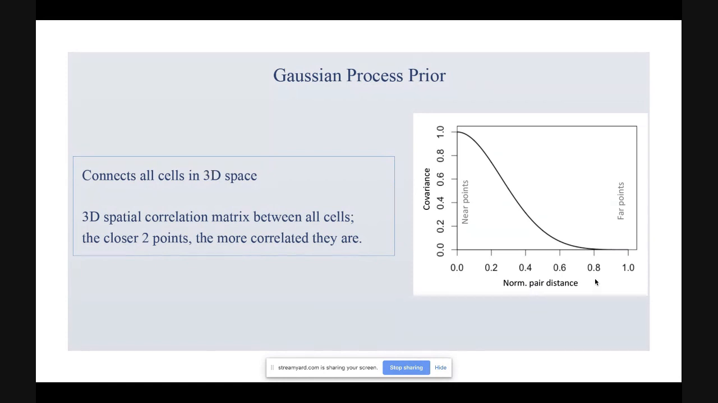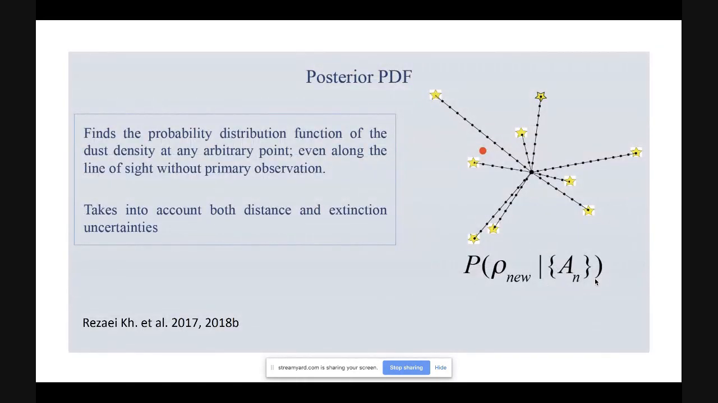With this, we can connect all these points in 3D, and this allows us to find the dust density at any arbitrary points, even along lines of sight that were not observed before. And we calculate the full probability distribution function of dust densities for each point. That means we have the mean and the standard deviation of the dust density for any arbitrary point in the 3D space, taking into account both distance and extinction uncertainties.